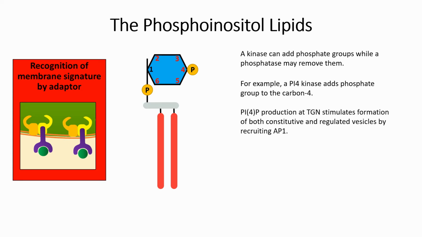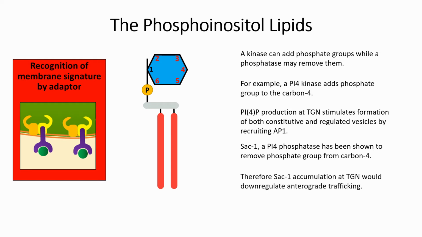PI4P production at TGN stimulates formation of both constitutive and regulated vesicles by recruiting AP1. SAC1, a PI4 phosphatase, has been shown to remove phosphate groups from carbon 4. Therefore, SAC1 accumulation at trans-Golgi network would downregulate anterograde trafficking.